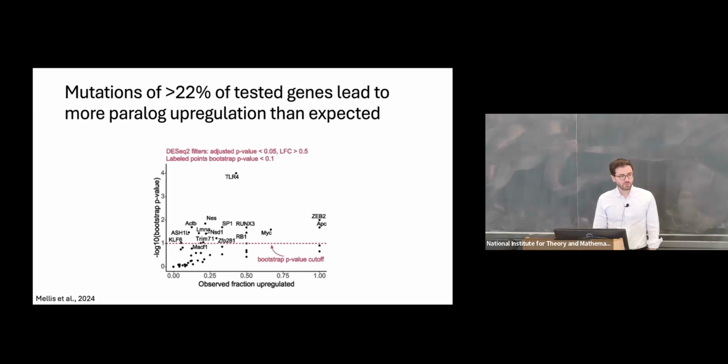Long story short, we found that more than a fifth of the analyzed CRISPR-Cas9 targets had more paralogs upregulated than would be expected by random chance. On the x-axis, what you're seeing is the fraction for each dot. Each dot is a CRISPR-Cas9 target. And on the x-axis is the fraction of its annotated paralogs that get upregulated after Cas9 targeting. On the y-axis is the negative log10 transformed p-value, showing that we see a lot.